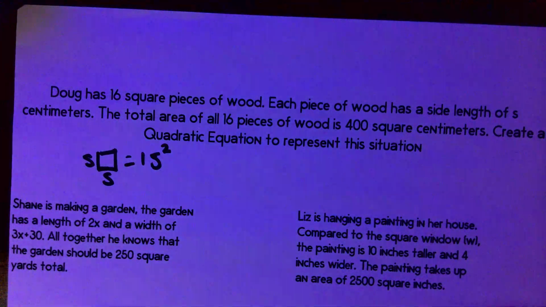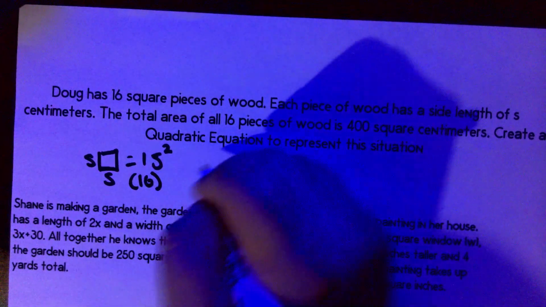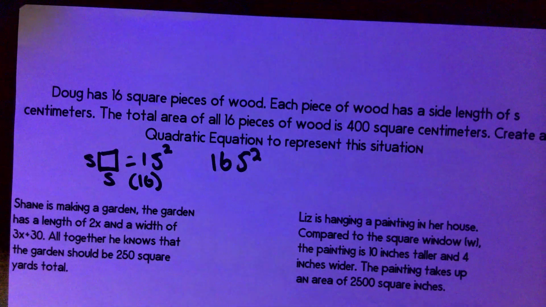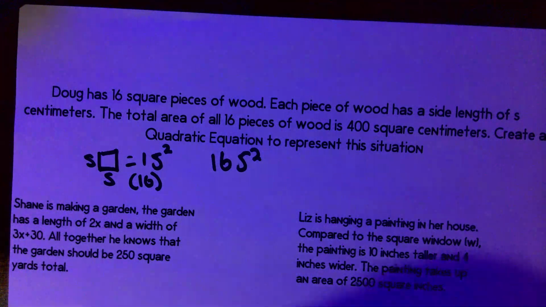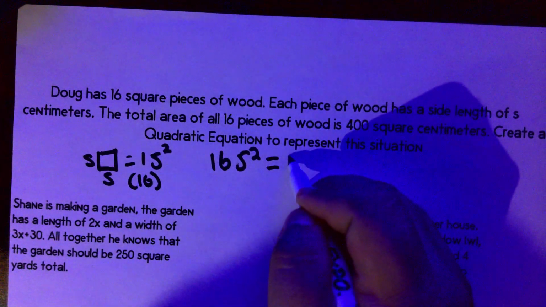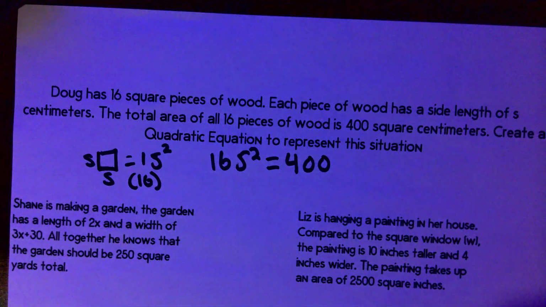Now there are 16 of them, so we need to multiply this by 16. And so we get 16s squared, for the 16 square pieces of wood. Finally, it says that altogether that area is going to add up to 400 square centimeters. I don't know what the side length is other than that it's s, but I do know that it needs to combine and become 400. And then we've written ourselves a quadratic equation.